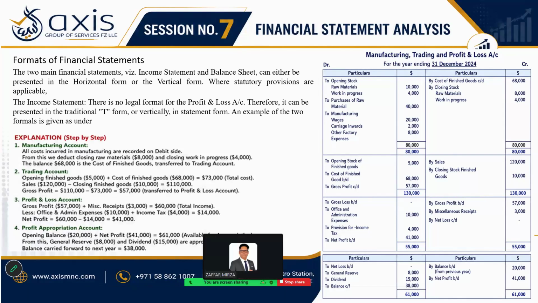This is the explanation. Manufacturing account. All costs incurred in manufacturing are recorded on the debit side. From this, we will deduct the closing stock of raw material and closing stock of work in progress. The balance, 68,000, is the cost of finished goods. Transfer to trading account, profit and loss account, appropriation account. No need to discuss. I think you know this.